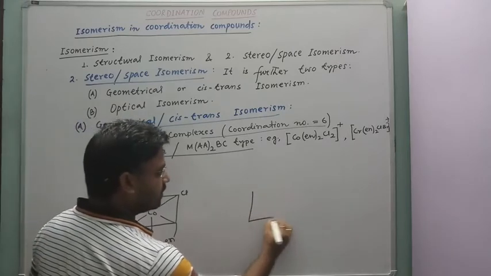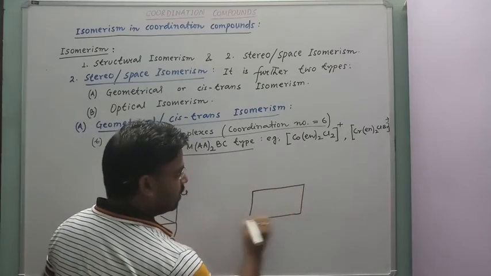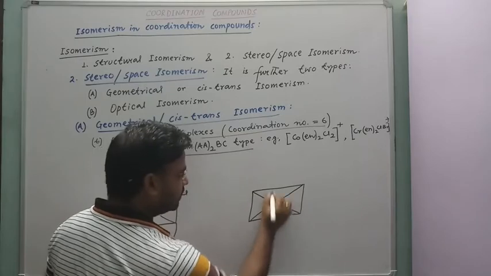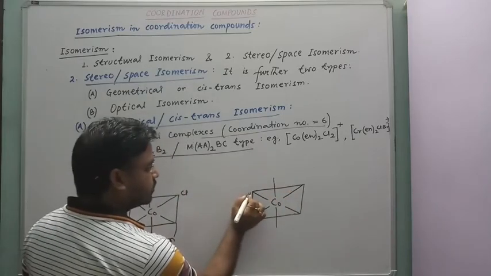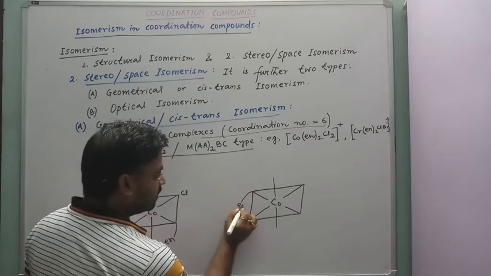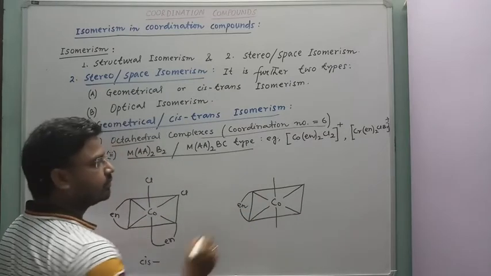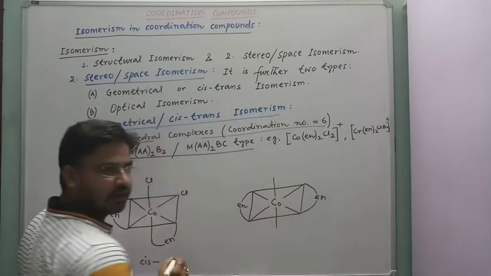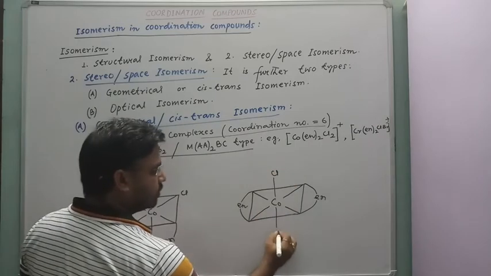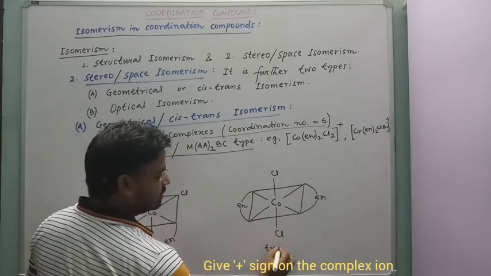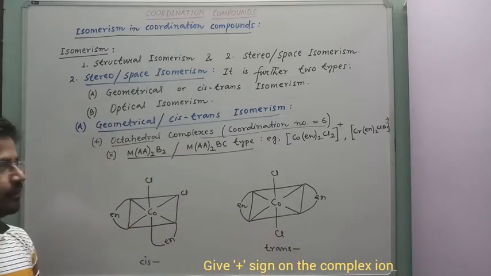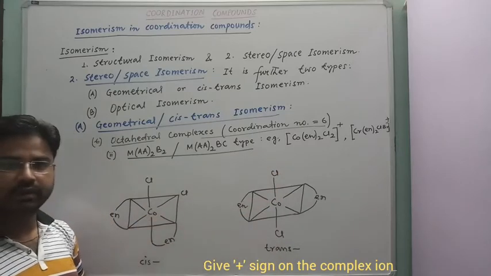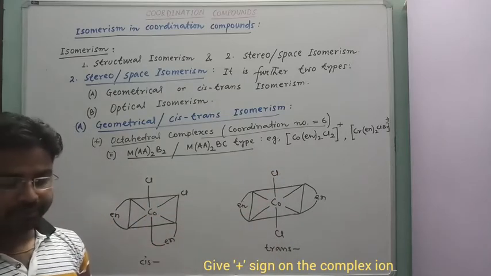Similarly trans isomer. Cobalt central atom 1 2 3 4 5 6, en in these 2 positions one en, and in these 2 positions another en, and both chlorines in the opposite plane. So this is trans isomer. MAA2B2 and BC, chlorine Br, Cl Br, can also be like this. So these are trans isomers.